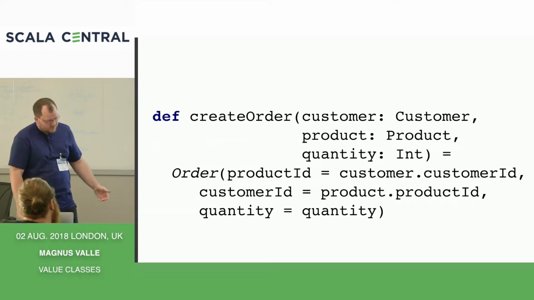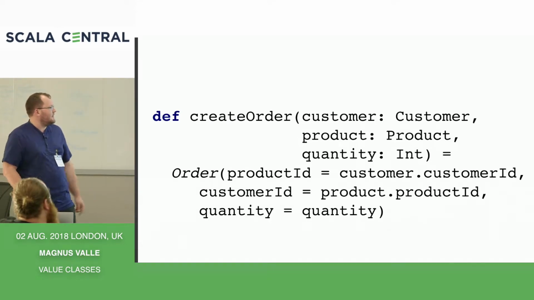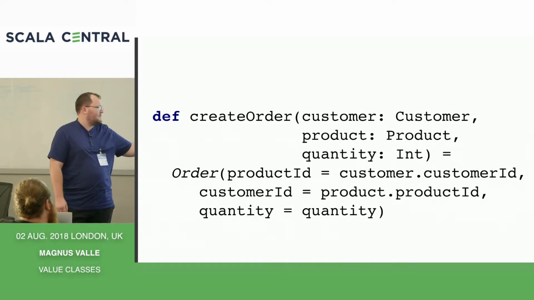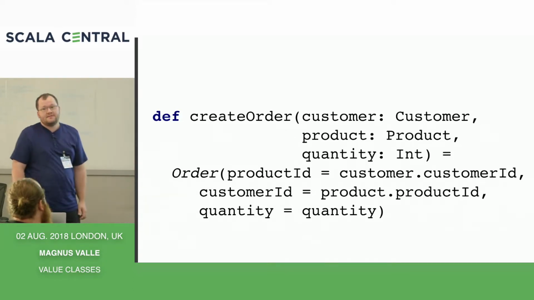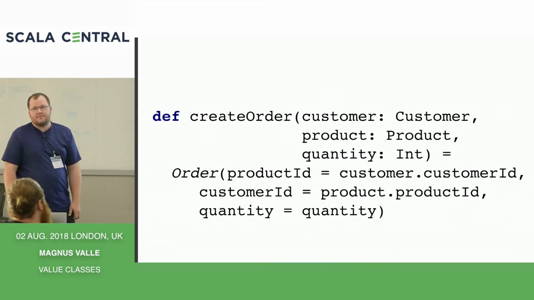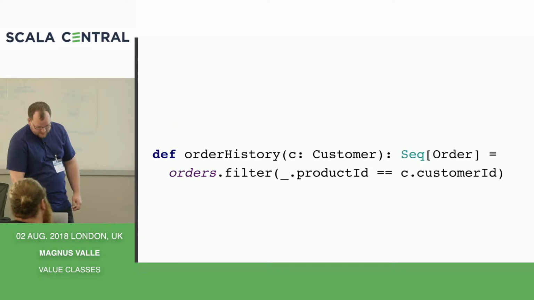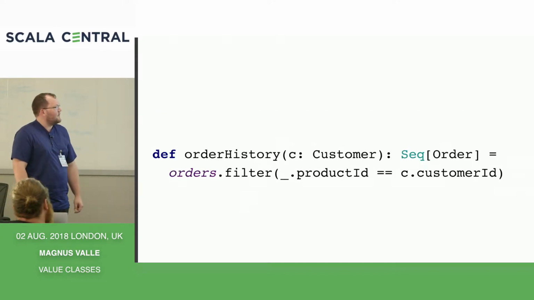But you can easily end up with code like this, where the customer ID gets assigned to a product ID and the product ID gets assigned to a customer ID, and because they're all ints, the compiler is quite happy with this. So this can easily end up in production. You can even have code where you have a collection of orders and you're filtering by some nonsensical criteria.